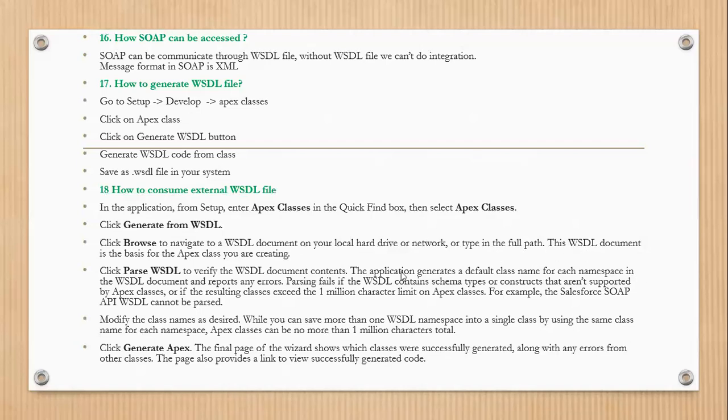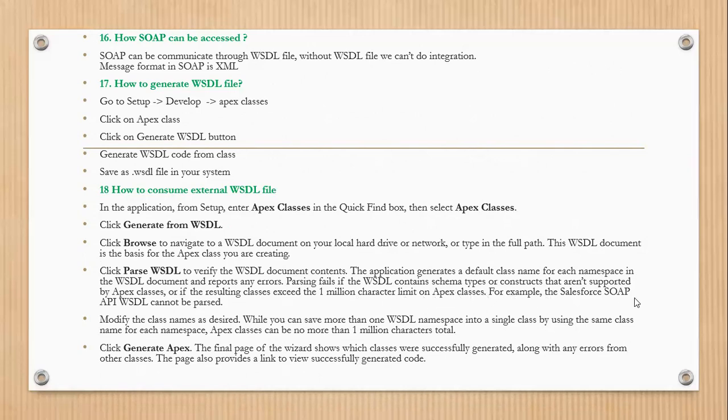This WSDL document is the basis for the Apex class you are creating. Next, click Parse WSDL to verify the WSDL document content. The application generates a default class name for each namespace in the WSDL document and reports any problems. Parsing fails if the WSDL contains schema types or constructs that are not supported by Apex classes, or if the resulting classes exceed the 1 million character limit on Apex classes.